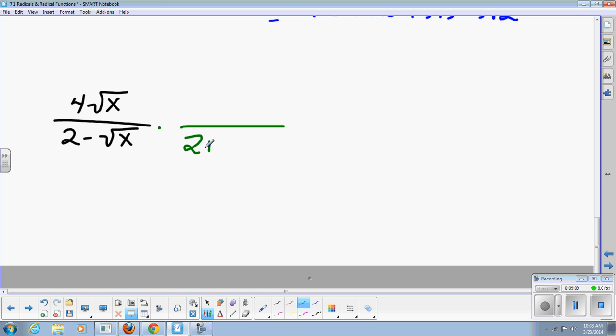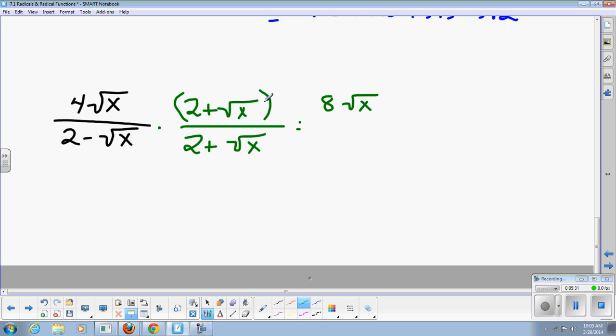2 plus the square root of x. Product of a sum and a difference. Here's my sum. Here's my difference. 2 plus the square root of x. So again, now the numerator is like a monomial times a binomial. So I'll distribute 4 times the square root of x times 2. That equals 8 times the square root of x.